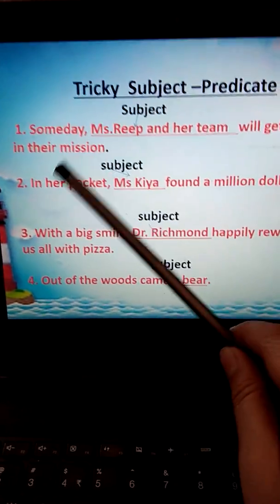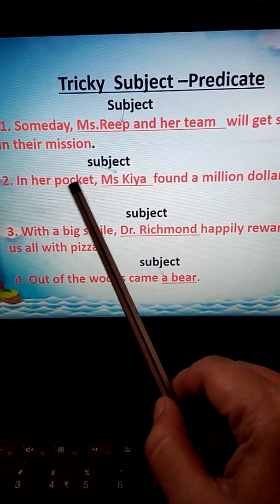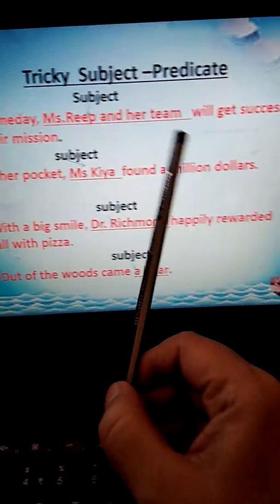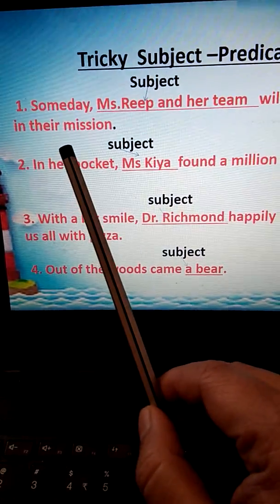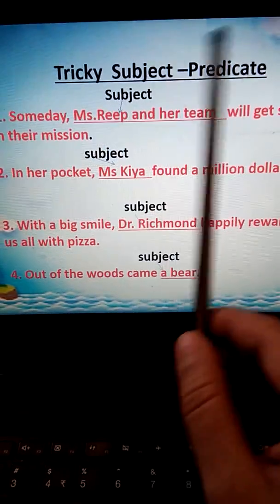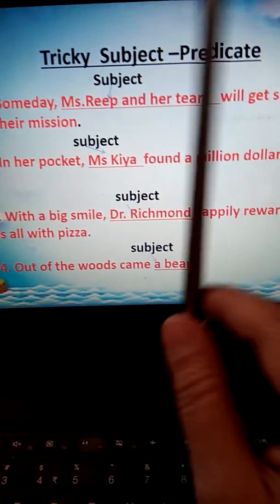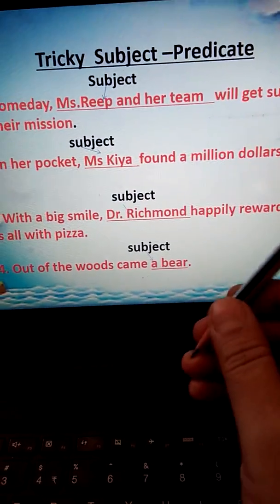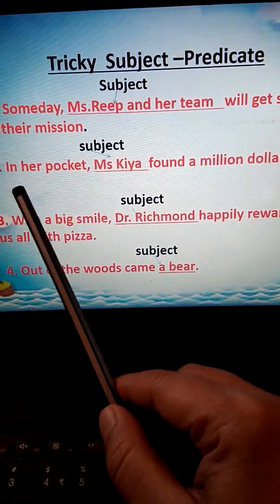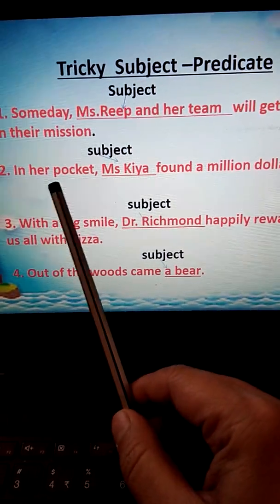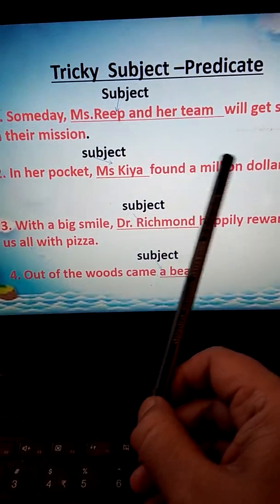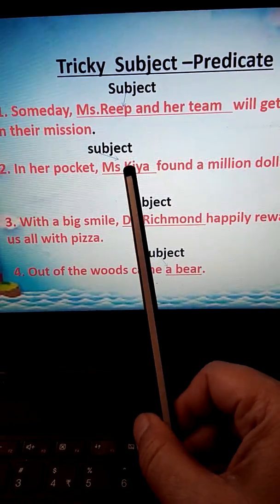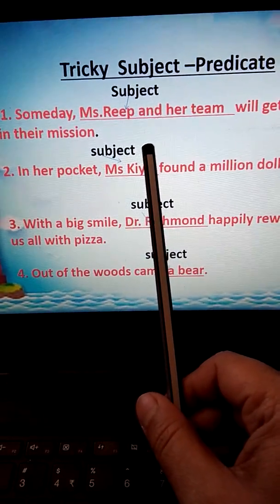Clear? Next, in her pocket, Miss Kia found $1 million. If we just change the sentence in this way, Miss Kia found $1 million in her pocket, it is easy for you to identify that Miss Kia, at the beginning of the sentence, is the person we are talking about. So it is the subject. It is just the same: in her pocket, Miss Kia found $1 million. So who found it? It is Miss Kia. So Miss Kia becomes the subject. Clear?